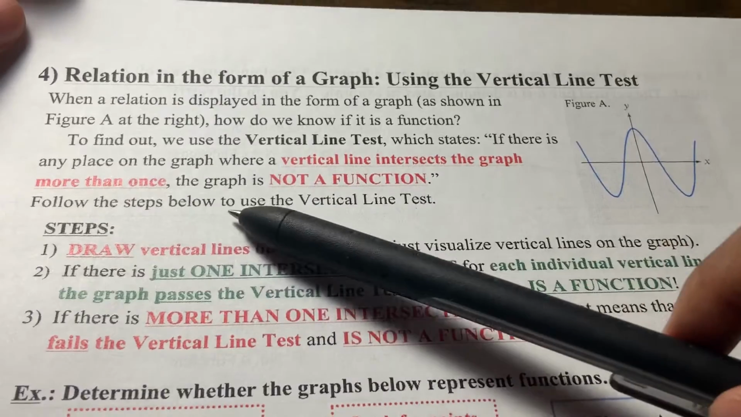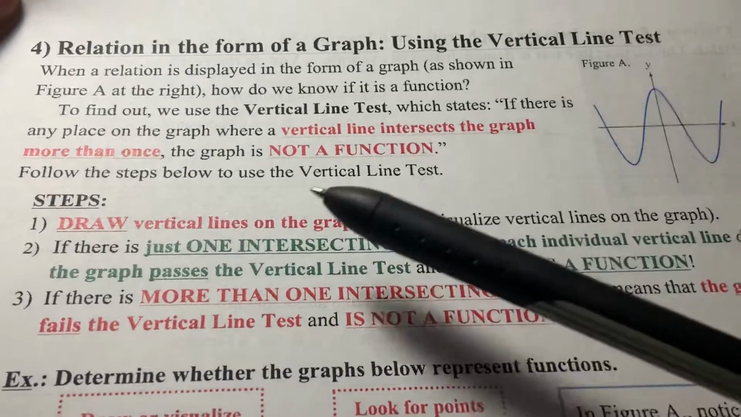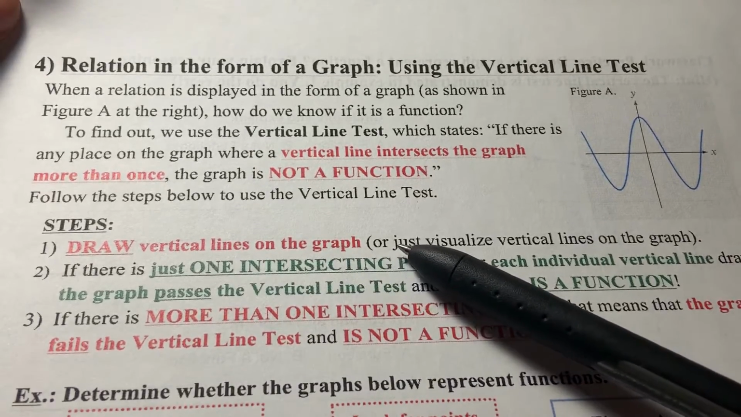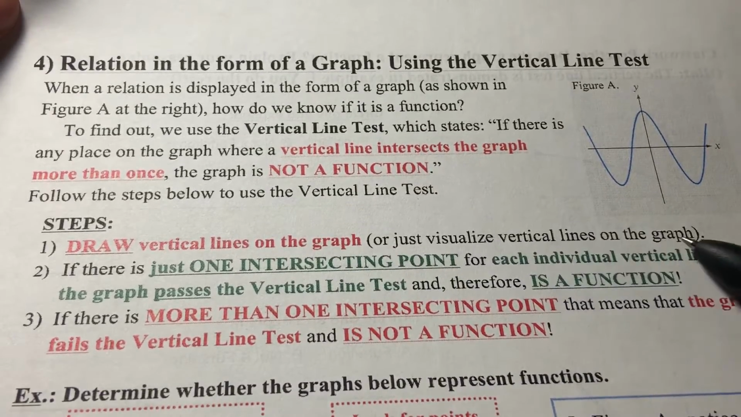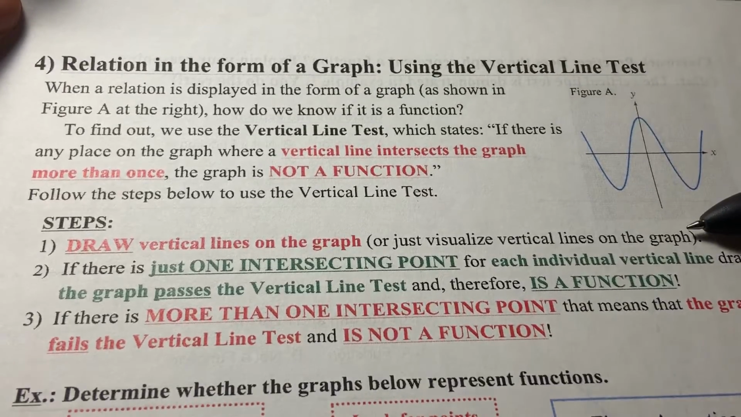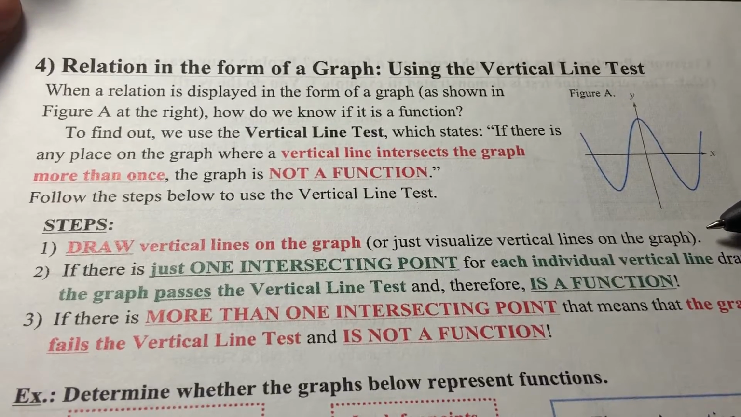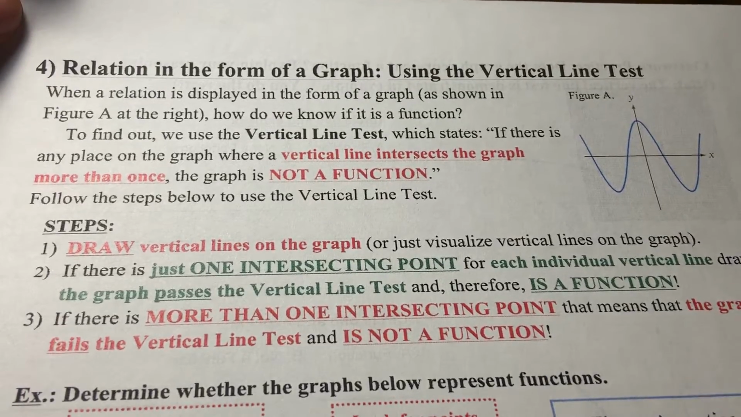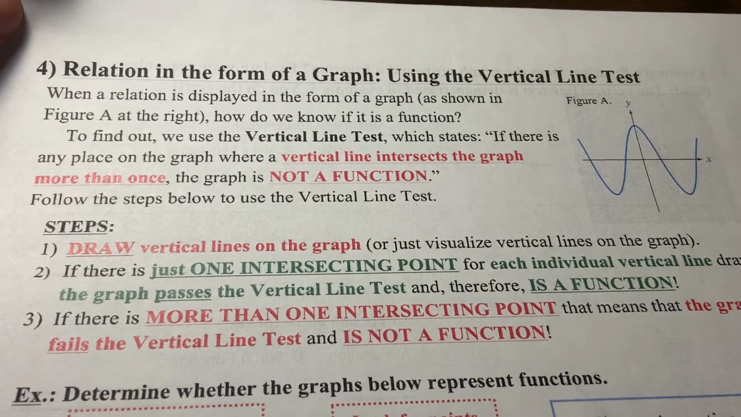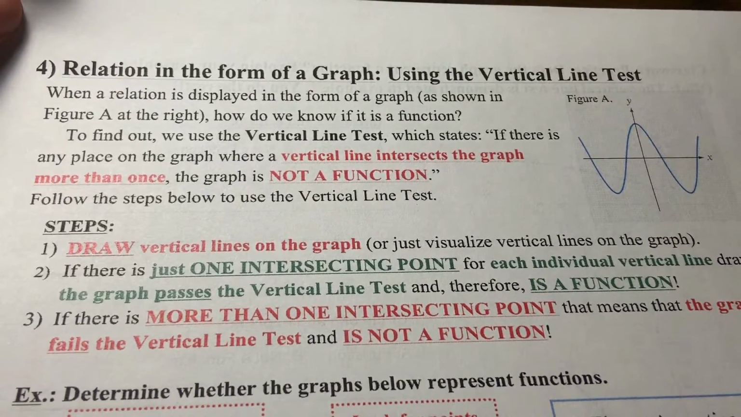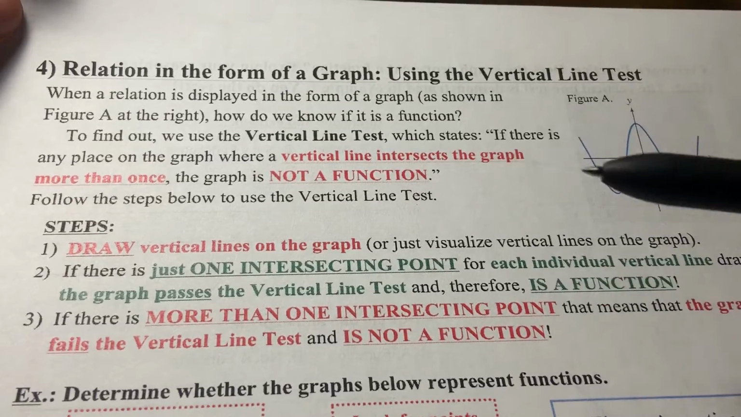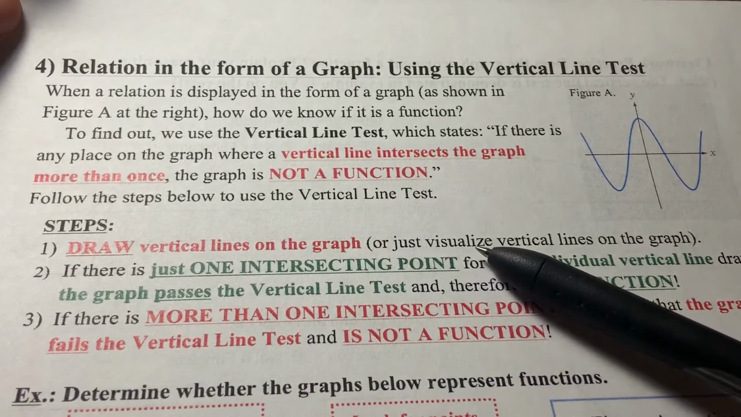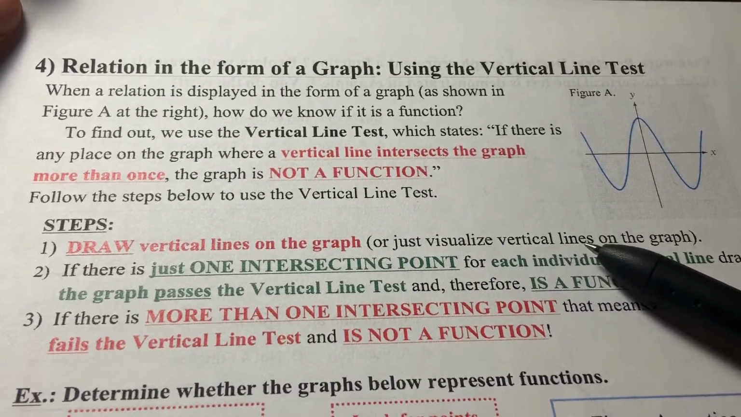So follow the steps below to use the vertical line test. Step 1, draw vertical lines on the graph, or just visualize vertical lines on the graph. Now, the reason why I have that extra part, just visualize, sometimes you're taking a test and you can't mark the test, right? If you're taking a state exam and you're told by the test examiner, do not write in the test booklet, then you don't have the option to draw lines on the graph. So you would just visualize vertical lines on the graph.